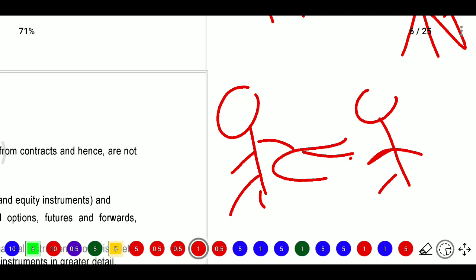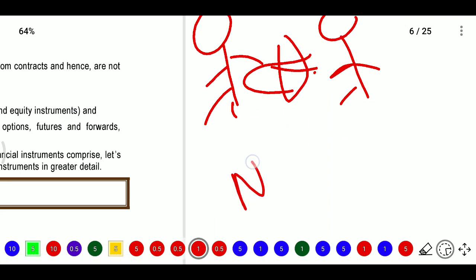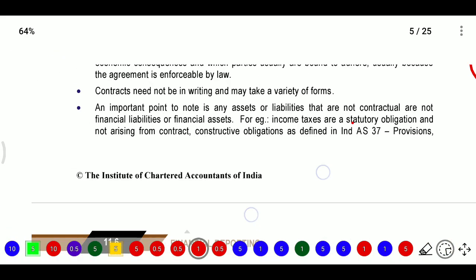It clearly specifies what the bonds will be and what the conditions will be, and this contract will be enforceable by law. A contract does not always require writing; it may be in a variety of forms. So what is important is any assets or liabilities that are not contractual, or not financial liabilities. This is the definition of contracts.